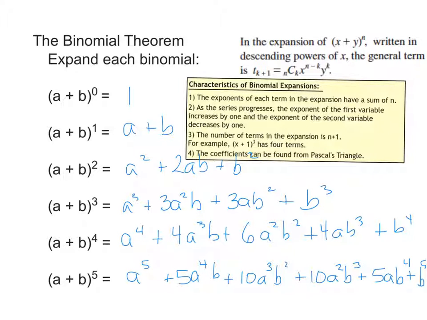The number of terms in the expansion is n plus 1. N is that exponent, right? (a + b) to the power of 5. So if it's to the power of 5 and you expand it, you're going to have 6 terms. If it's to the power of 6 and you expand it, you're going to have 7 terms. It's always one more term than the exponent. And the coefficients can be found from Pascal's triangle.